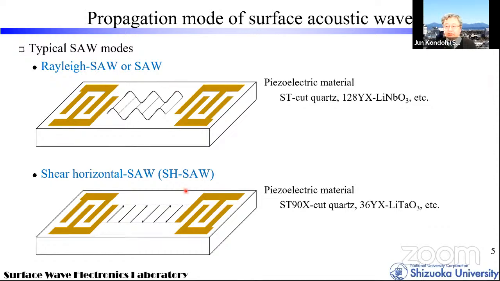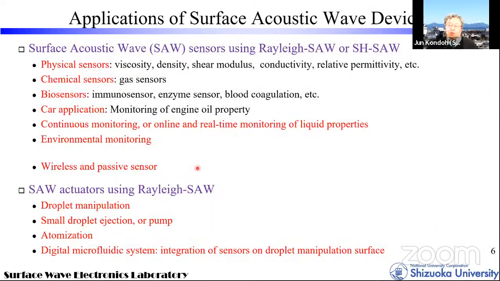Using these surface acoustic waves, we have investigated sensors and actuators. For sensor application, we use Rayleigh SAW or SH-SAW. Rayleigh SAW is for gas sensor application, and SH-SAW is for liquid-phase application for monitoring physical properties. That means physical sensor application and also biosensor application, and other applications based on physical property detection.